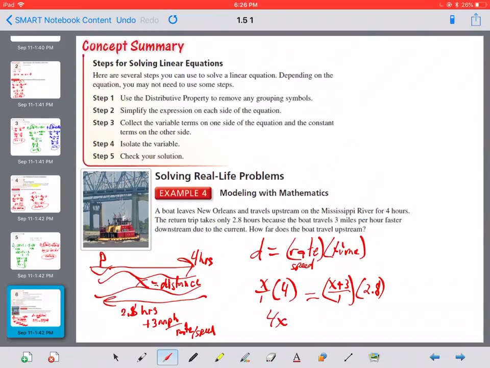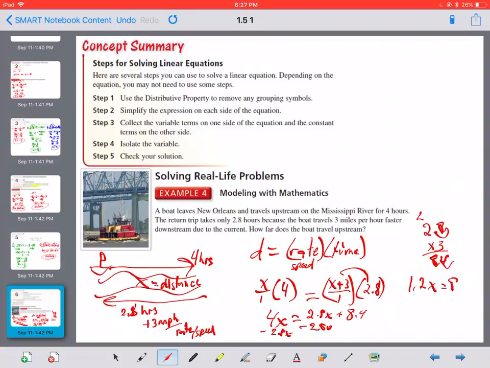So, the 1 just goes away. You get 4x. And here, the 1 kind of goes away because when you divide something by 1, it's itself. But we're going to multiply the 2.8 in. So we get 2.8x plus 3 times 2.8. Let's do that one real quick. That would be 4, 2, 6, 7, 8. 84 with a decimal place. We got one hoop. We do one hoop. So 8.4. We're going to move the 2.8x.